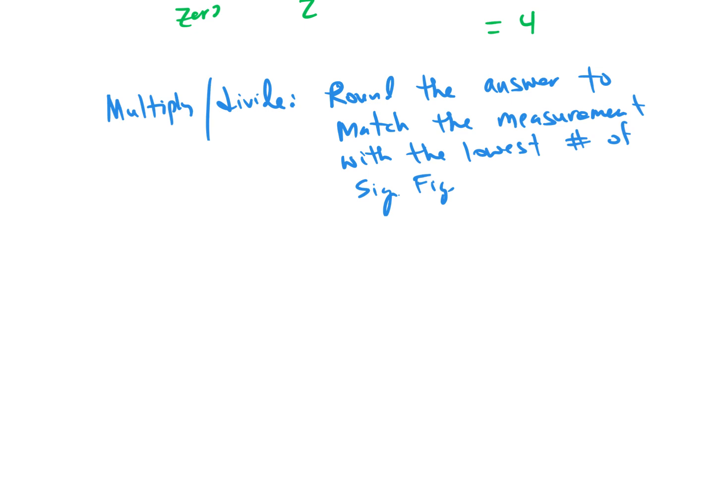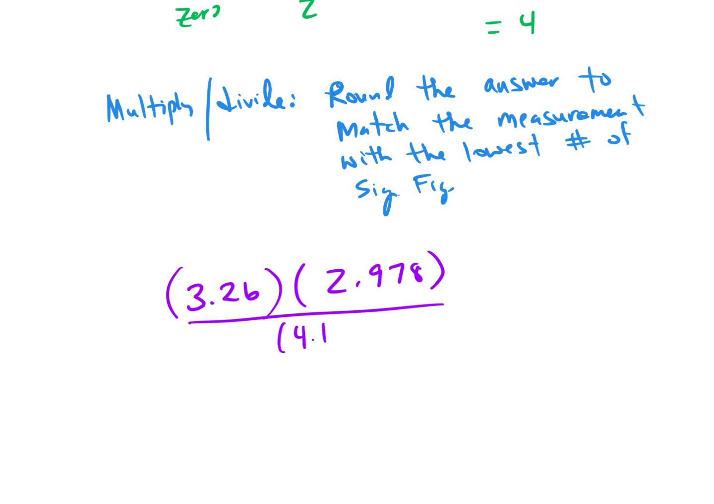Ready for an example? So is this the same, the lowest? Yeah, it's always the lowest. Well, you can't be more precise than your least precise measurement. You got to go at the weakest link, right? You can't be better than your weakest anything, okay? So let's do 3.26 multiply 2.978, divided by 4.1.